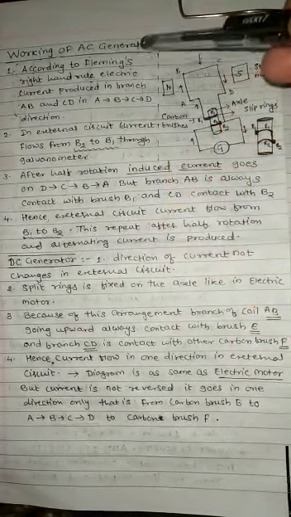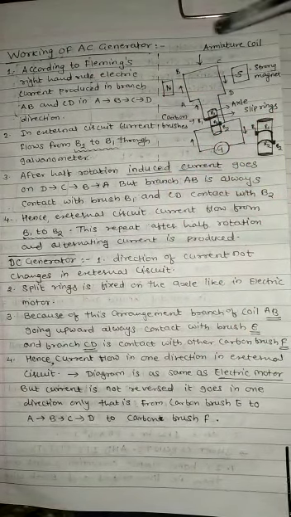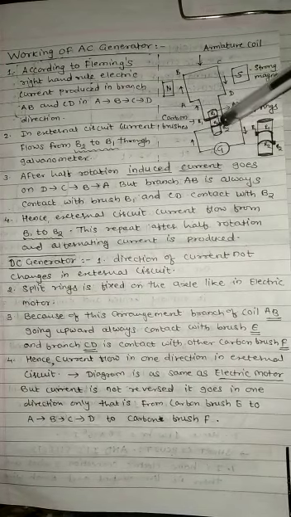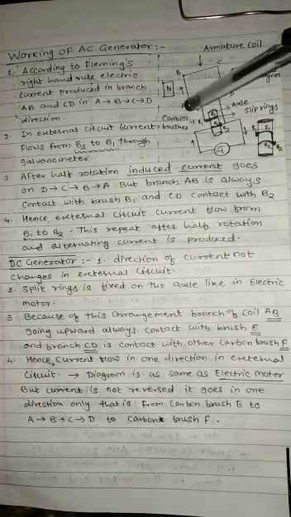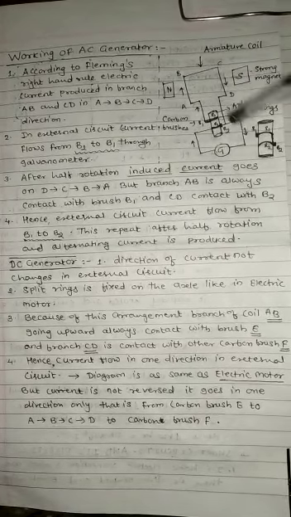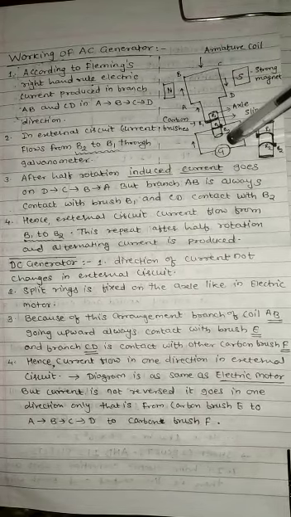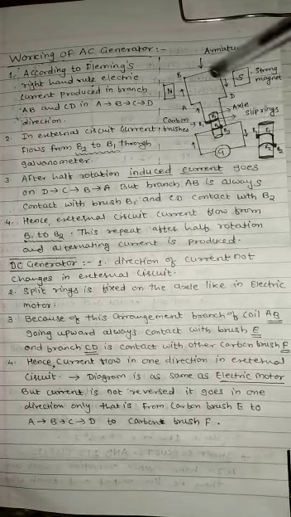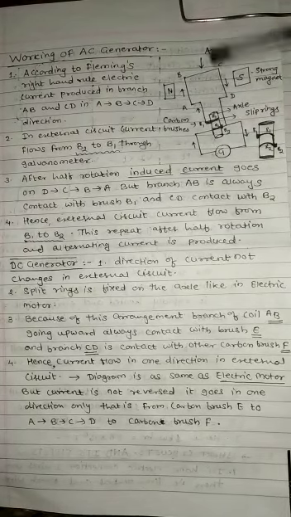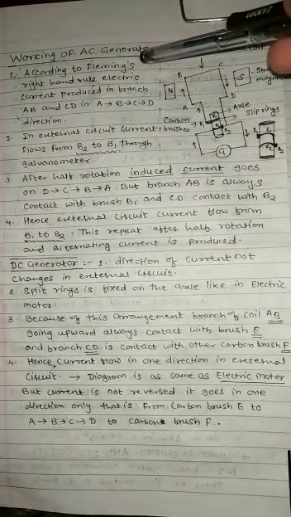AC generator is nothing but what? Alternating current generator. So the current is reversed after half rotation. The first rotation is B2 to B1, A to B, B to C, C to D. And after half rotation, it is B1 to B2. In this way the current alternates after every half rotation, and that's why it is known as an AC generator.